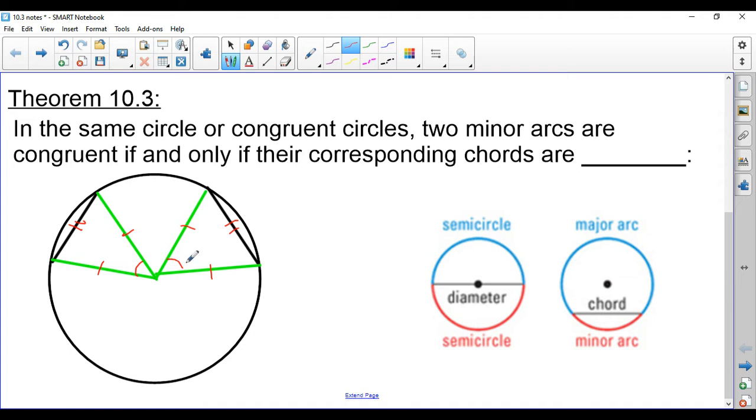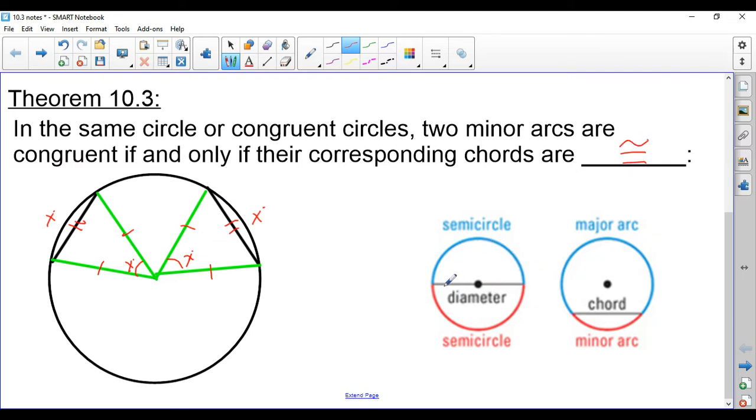So if these central angles are congruent, remember, say this was x degrees and this is x degrees, we know that the measure of a minor arc is equal to the measure of the central angle. And now I have two arcs that have the same measure and are in the same circle, so they must be congruent. We can prove it the other way, starting with the arcs being congruent and working backwards to the chords as well. In the same circle or congruent circles, two minor arcs are congruent if and only if their corresponding chords are congruent.